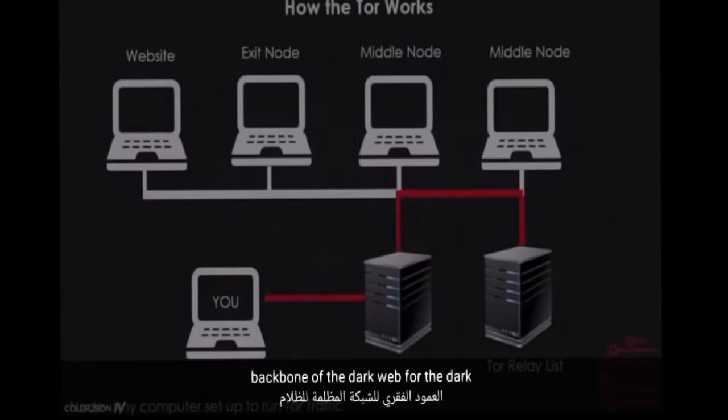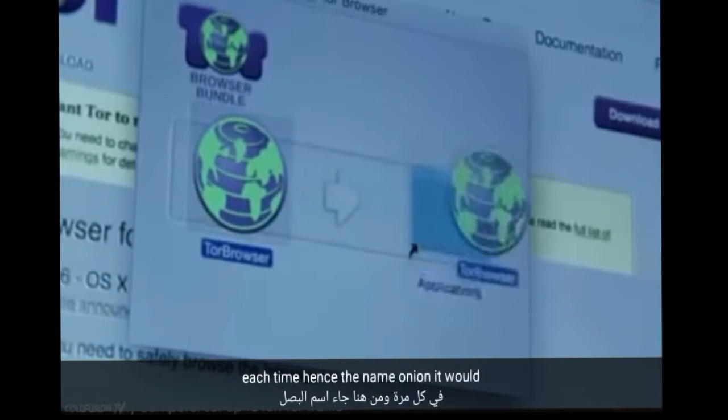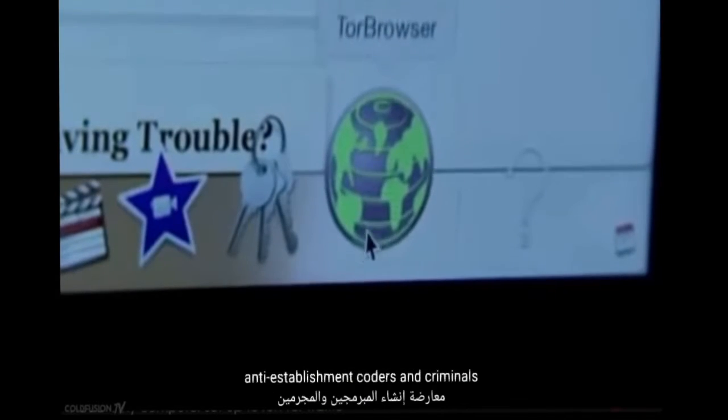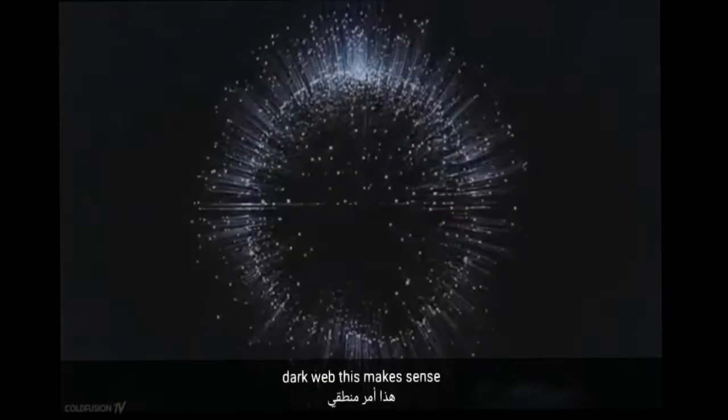For the dark web to exist, it needs anonymity. Tor manages this by hiding the identity of the user by bouncing the connection through 3 different servers around the world, adding a layer of encryption each time, hence the name Onion. It would be logical to assume that Tor was invented by a group of anti-establishment coders and criminals trying to evade government control. Looking at the illegal activity of the dark web, this makes sense.